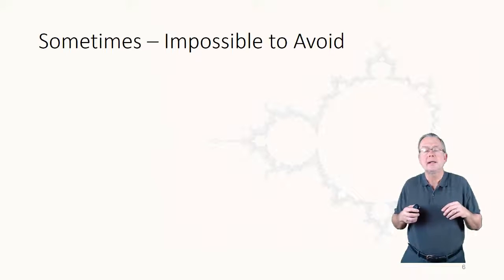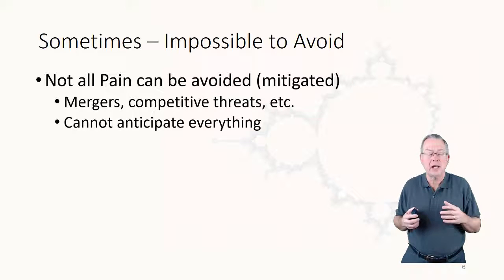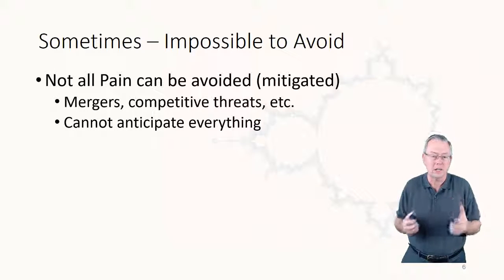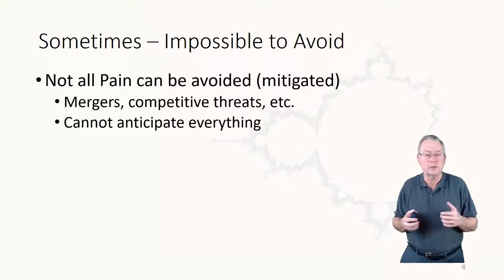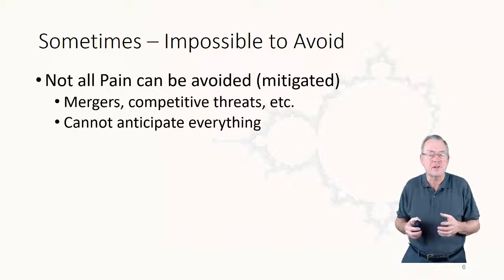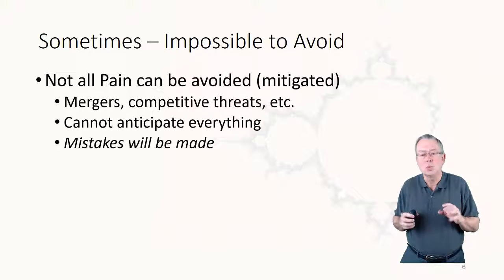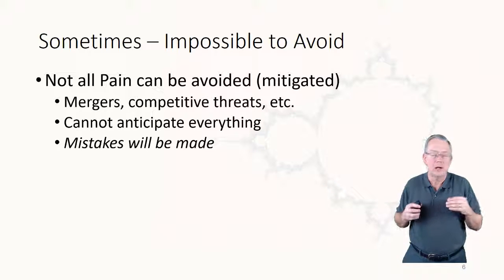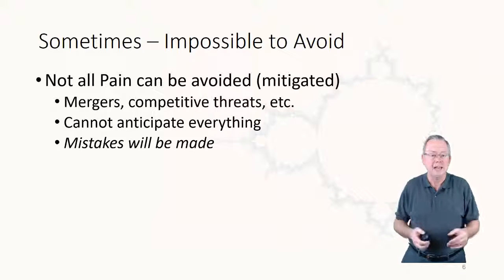Sometimes, though, it is impossible to avoid resistance. So what do you do? Not all pain can be avoided. Mergers and competitive threats sometimes are going to cause pain. You cannot avoid it. Also, you cannot anticipate all possible problems and all possible areas of resistance. Face it, not everything is possible to be foreseen in advance. Also, mistakes will be made. No matter how much you plan, no matter how much you foresee, some mistakes will occur. You will have to deal with them as they occur.